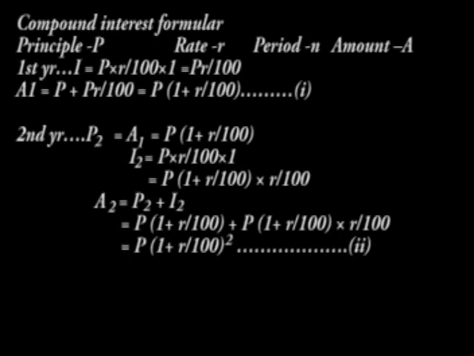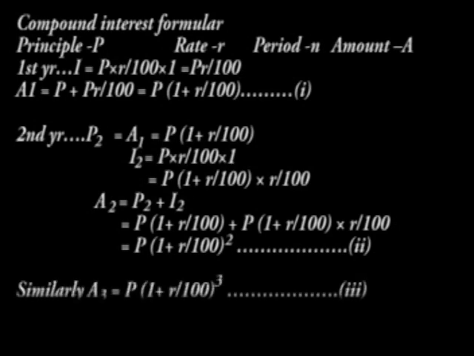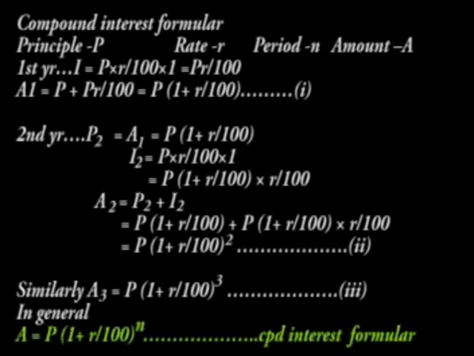Similarly, for third year, we shall have total amount as P into 1 plus R over 100 raised to power 3. In general, the amount A at a rate of R for n years will be given by A is equal to P into 1 plus R over 100 raised to power n, and this is the compound interest formula.